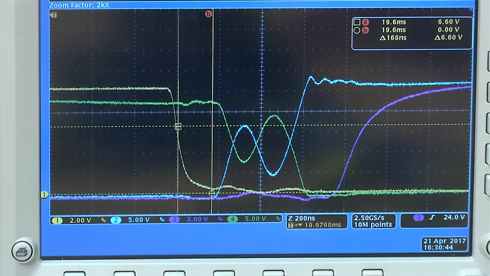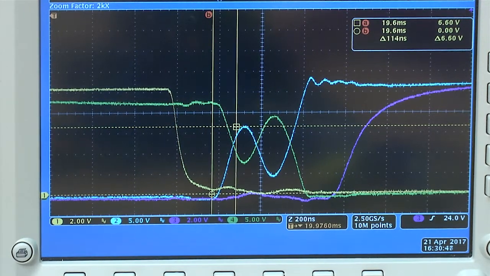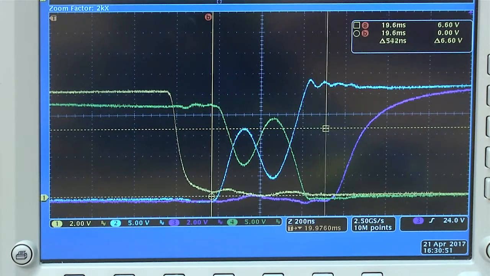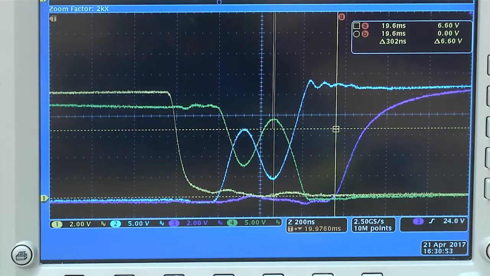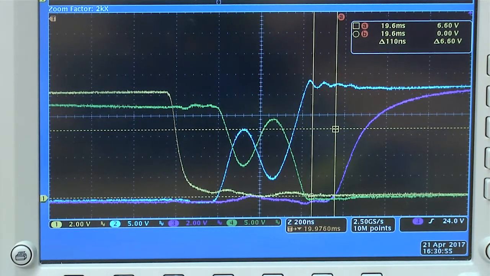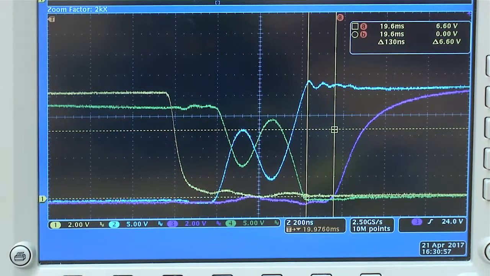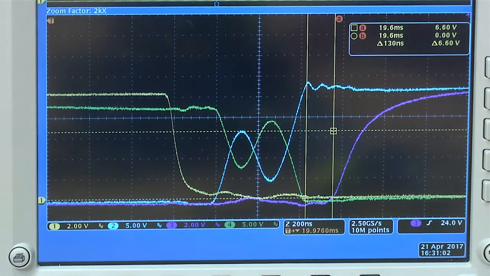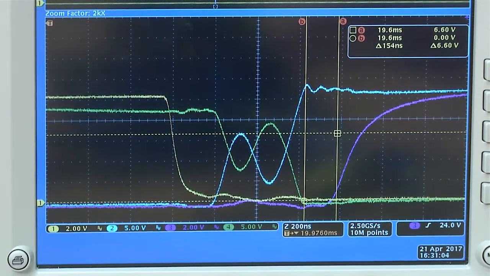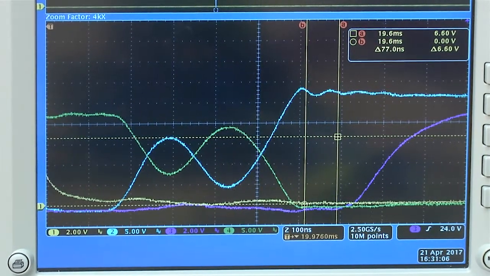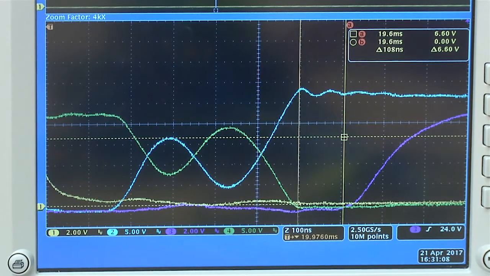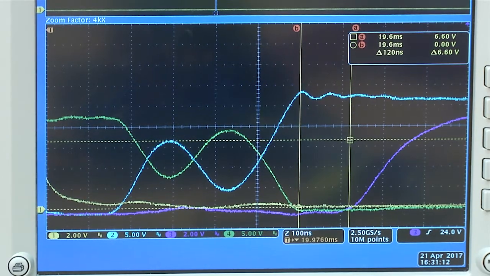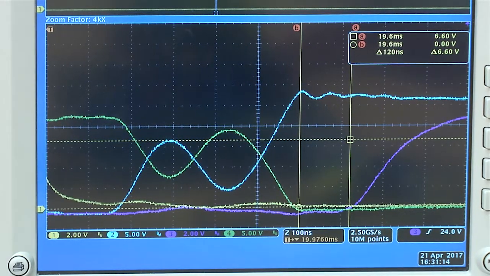Let's also measure the turn-on delay at 180 watts. The waveform in green is the drain source voltage of the MOSFET. The moment that's pulled low indicates that the body diode is forced into conduction. And the delay from that instant till the SR gate drive goes high is 120 nanoseconds. Turn-on delay.